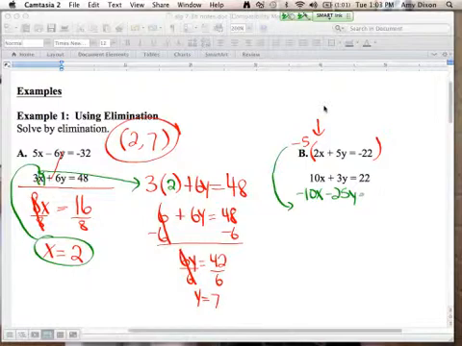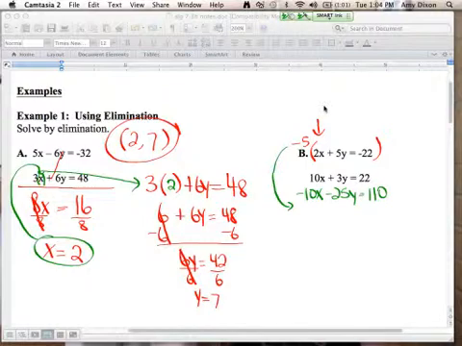Equals, and then negative 5 times negative 22, 110. So now, will that help me out? Can I solve it like I did example A now? You see what I had to do? I had to alter one of the equations. The top one had to be multiplied by negative 5 so that I could cancel the 10s out.